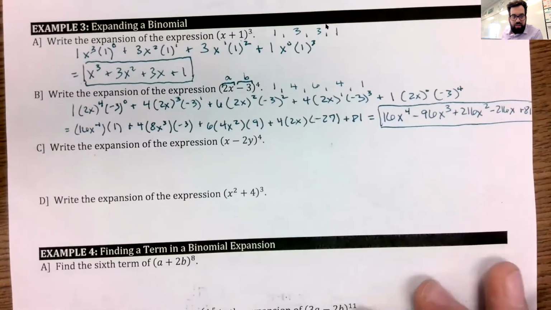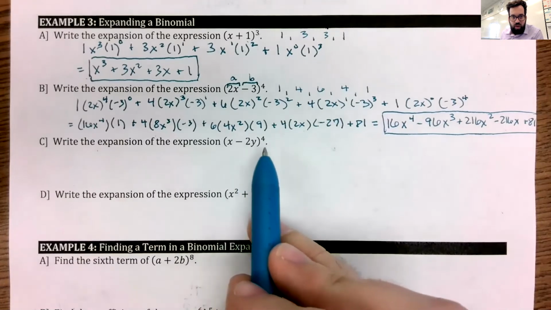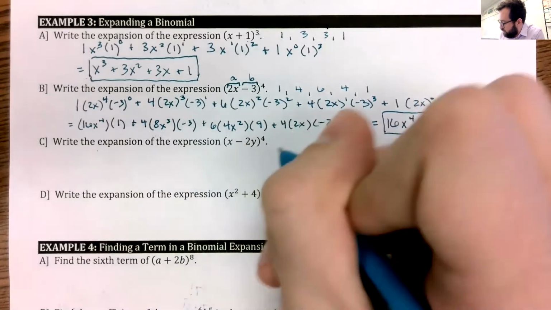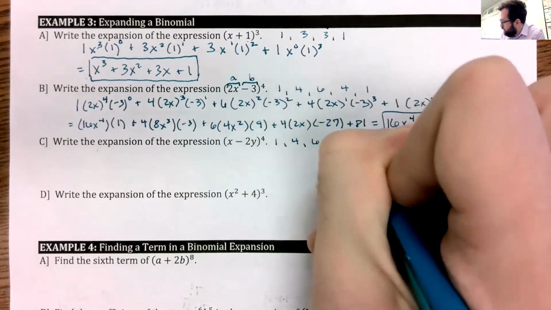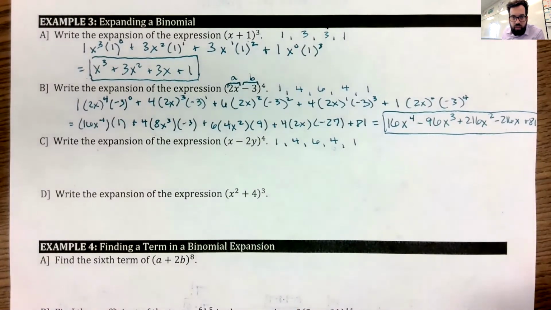Okay, so let's try letter C. Write the expansion of the expression x minus 2y to the fourth. All right, so we're to the fourth power again, so we're going to use those same numbers, 1, 4, 6, 4, 1. So let's try it. If you're following along here, you might want to try this one on your own before you watch me do it, just to make sure you know what you're doing. But I'll write everything out.